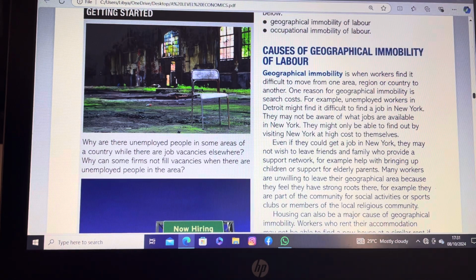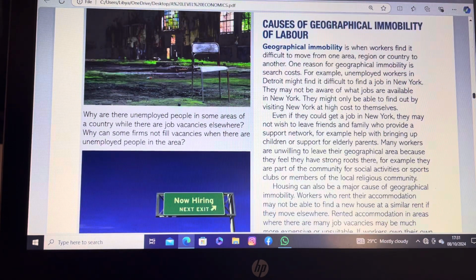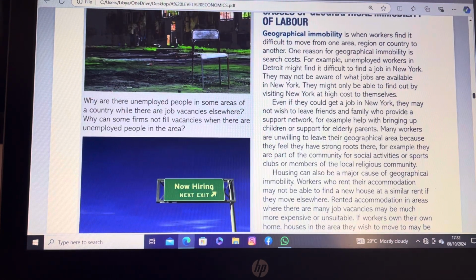The unwillingness of workers to leave their friends and families, we call it family attachment in economics. When most workers have family attachment, it will be difficult for them to move from one geographical region to another in search for jobs, because they may not want to lose the attachments that exist between them and their loved ones in their families.